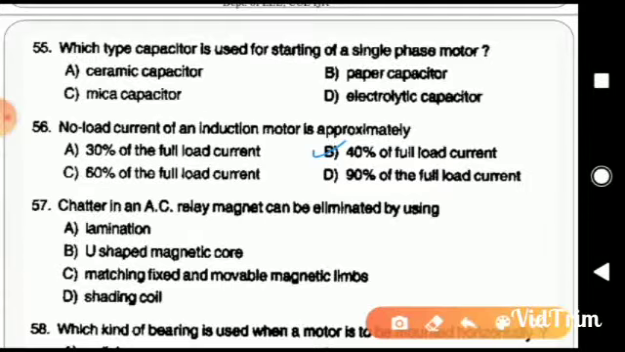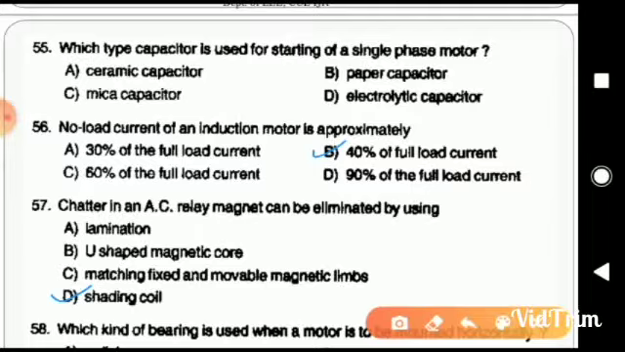Moving on to question number 57. Chatter in an AC relay magnet can be eliminated by using. The correct answer is option D. Providing shading coils will help in eliminating the chatter. Chatter means nothing but the noise produced due to the change in the magnetic pull due to the mechanical vibrations. That is the main reason for chattering, and chattering can be reduced by providing the shading coils.